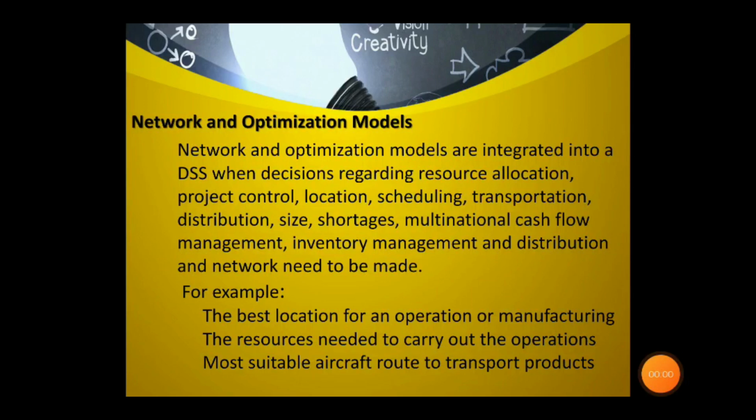Today, we are going to discuss network and optimization models. Network and optimization models are integrated into a DSS. A DSS is used for resource allocation, project control, location, scheduling, transportation, distribution, size shortage, multinational cash flow management, inventory management, and distribution, and networks need to be made for these.